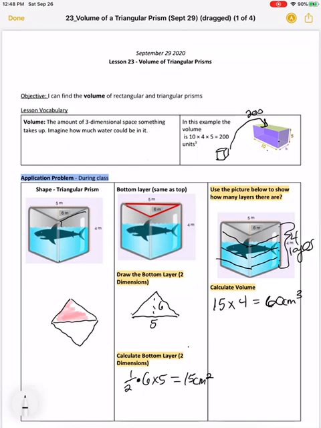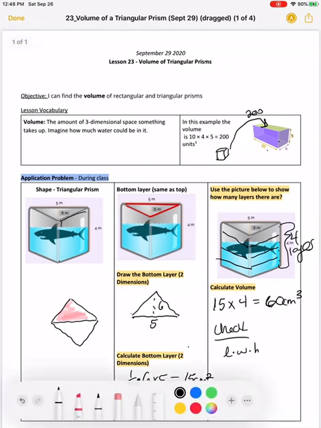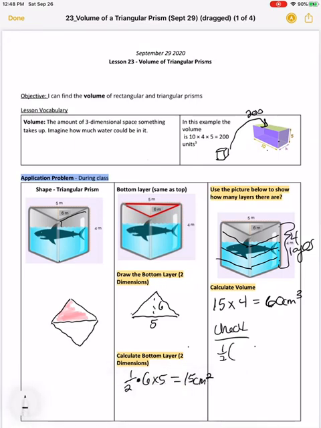And another way I can check that is by simply, if this was a rectangle, pretend this is a rectangle for a minute, I could do length times width times height. Length times width times height, right? But the fact that I'm dealing with a triangle means that I have to take my length times my width and cut it in half. So it would look more like 1/2 times 5 times 6, because that's the triangle part, times the 4 layers. Okay, and if I do that, do I get 60 cm cubed?